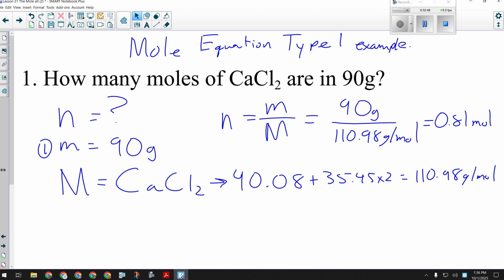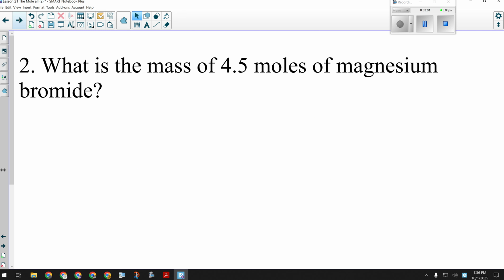Okay, that's a type 1 problem. Pretty easy. Don't have to do any algebra, you're just plugging in numbers. Questions on that? Anybody need that up anymore? Okay. Write this one down. This is a type 2 problem.